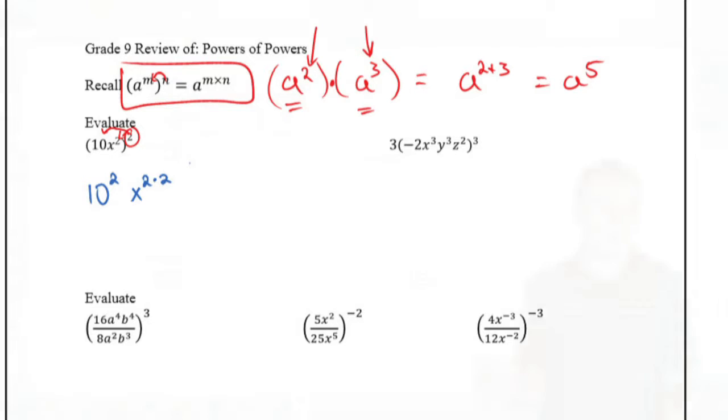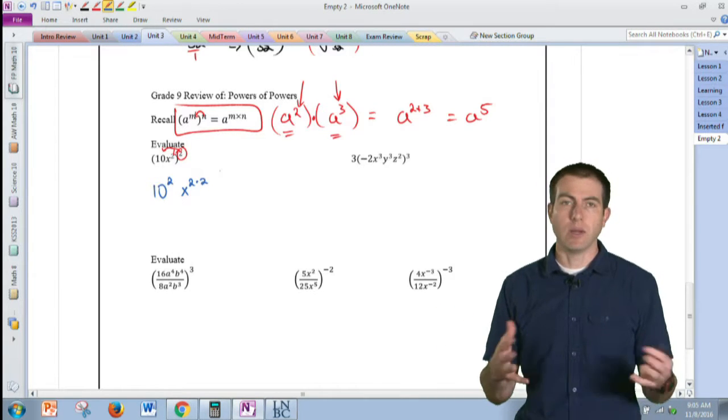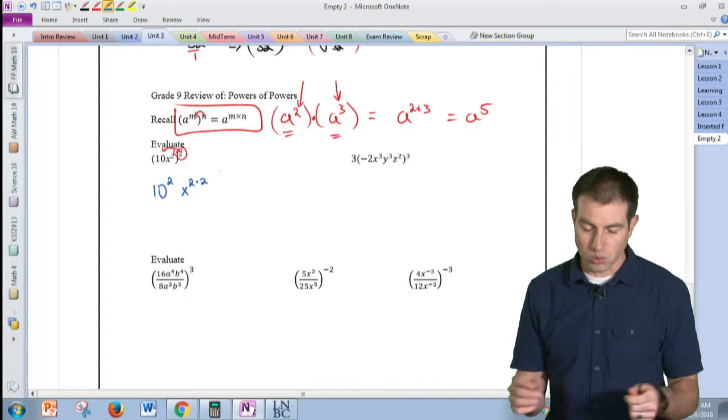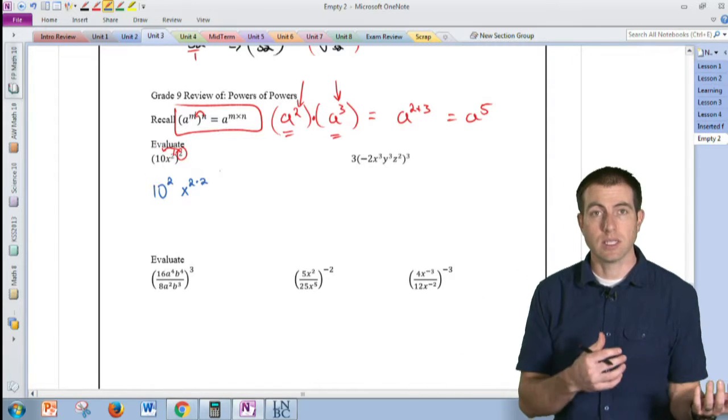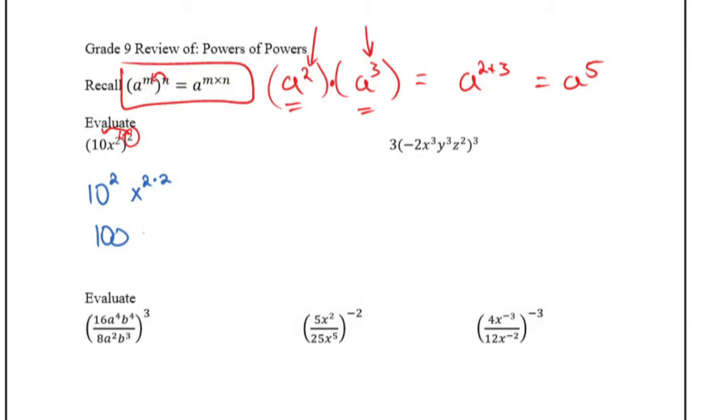If I had 3 things inside my brackets, all 3 of those things would get the exponent. If I had 5 things inside, they would all get the exponent. If I had a fraction with numerator and denominator, they all get the exponent. If it's on the outside of the brackets, it has to act on everything inside the brackets. 10 squared is 100, and x to the power of 2 times 2 is x to the 4.